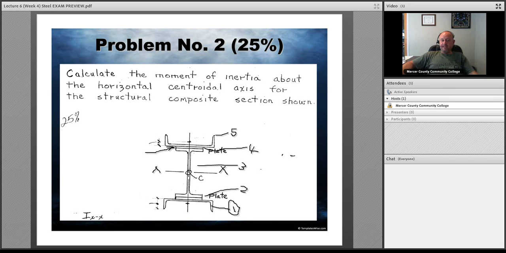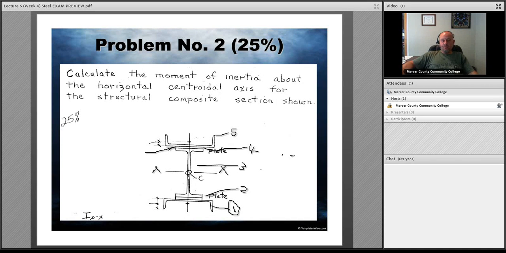The plate, if you try to look up properties of a plate, the plate is not in your blue book. The moment of inertia of a plate is just 1/12 base times height cubed. So you'll have to compute that.